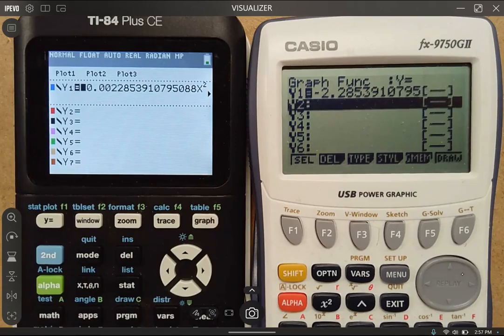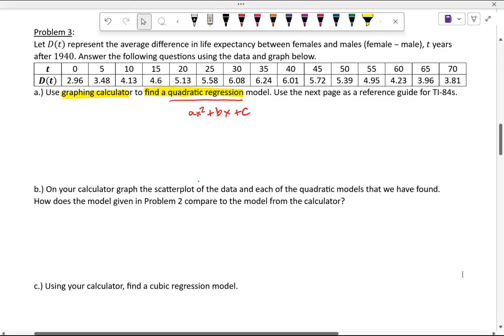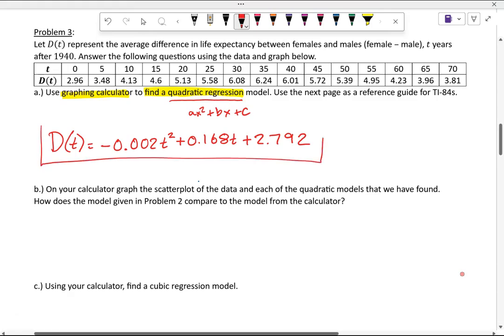And now let's go back to our notes and write down what our regression was. So for this one, we can say our regression d of t was equal to negative 0.002 t squared plus 0.168 t plus 2.792. Again, we round or truncate to 3 decimal places, and that is our regression equation.